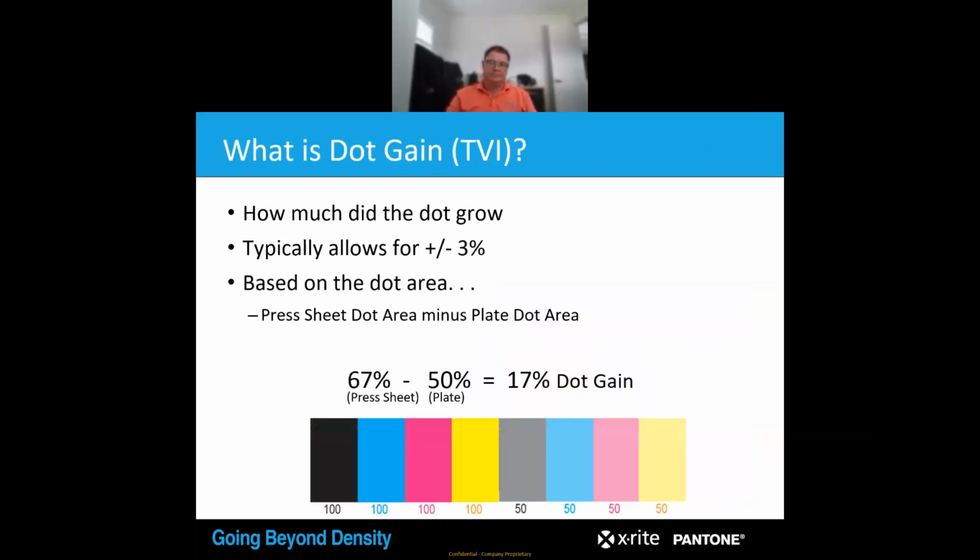Okay. So how much did your dot gain grow? It sounds funny. Typically, you would allow plus or minus 3% on dot gain. Now, if you're experiencing dot gain of greater than that, you are going to start to have an issue with your printed color.